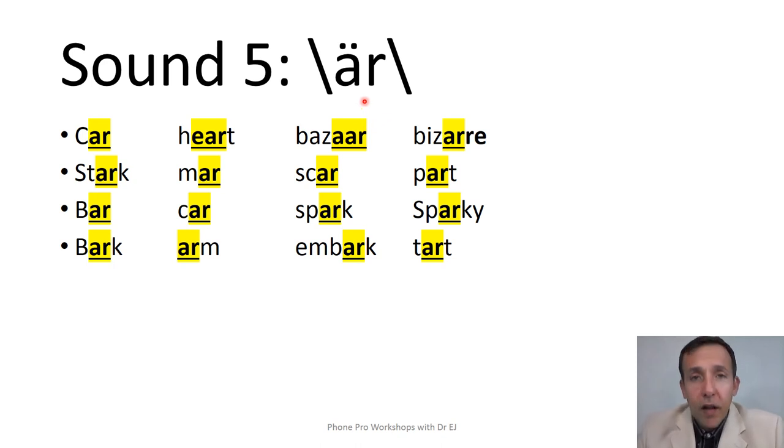All right. This is a combination of A plus R. So the pronunciation of this phonetic symbol is R. Okay. Words that include this sound are here. Examples: car, star, bar, bark, mar. Let me try to get a little bit closer here.